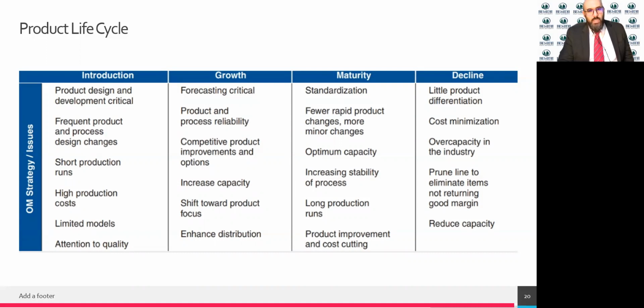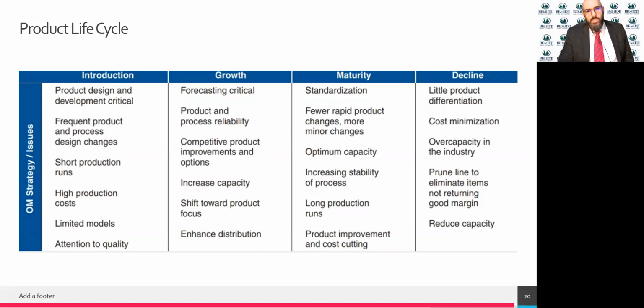Maturity, this is again where you need to extend the longer period of the product life. As much as you can make it longer, the more business and money you get. So you need to work on standardization, fewer changes, or maybe very minor changes, optimum capacity, increasing stability of the process, long production runs, and product improvement and cost cutting. This is what you want to do in the maturity.